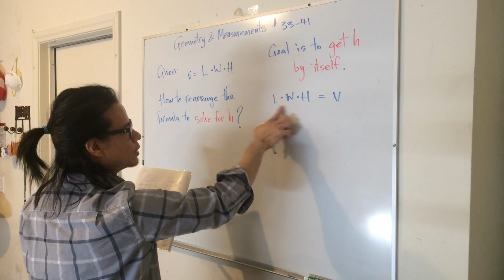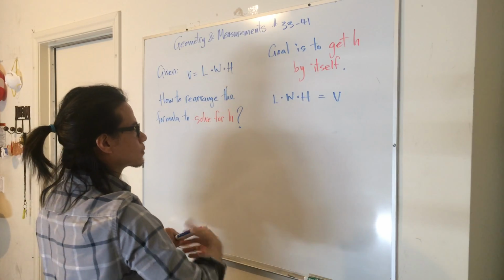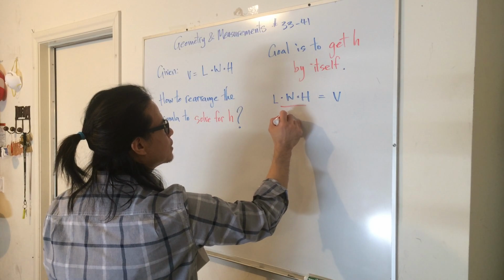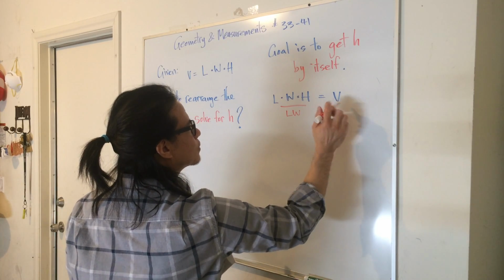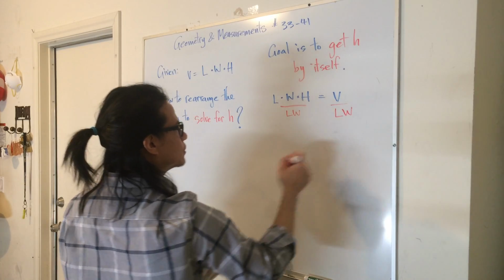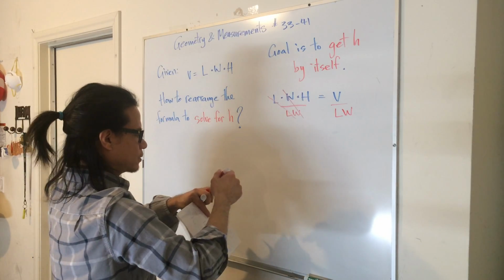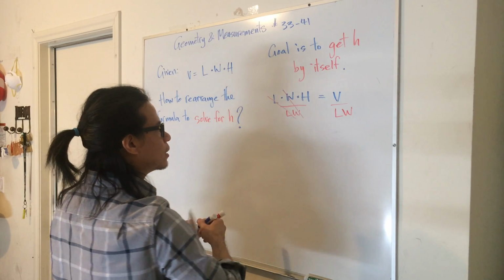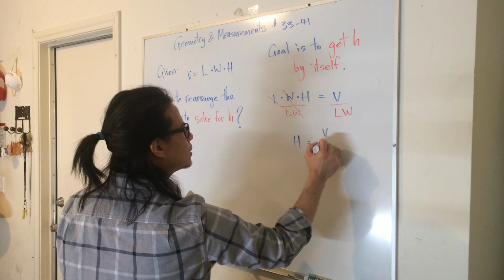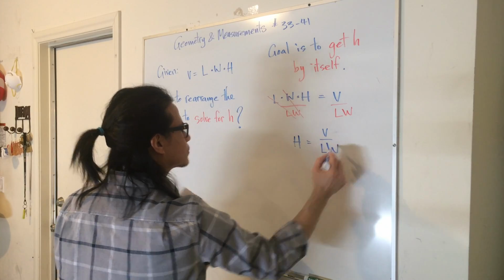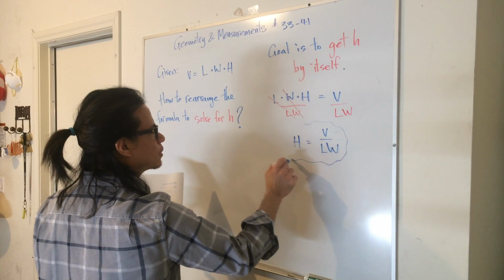Need to get rid of L and W. So what's the opposite of times LW? If you say divide, you are correct. So divide both sides by LW. The L cancels out, the W cancels. H is alone. H is equivalent to V over LW. Okay, so we've isolated H. Job is done.